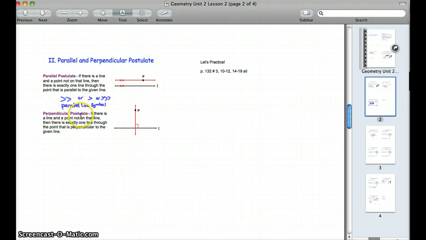Now the perpendicular postulate says if there is a line and a point not on that line, then there is exactly one line through the point that is perpendicular to the given line. So here we've got perpendicular lines, and P is the only line that is perpendicular.